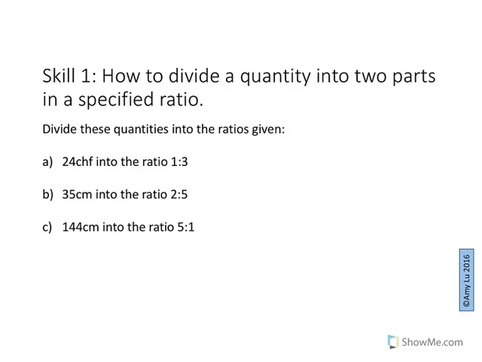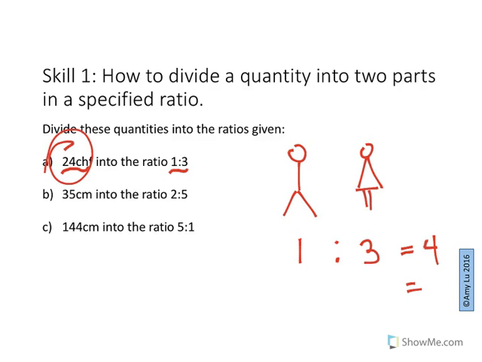So skill 1. In example A, we have 24 francs, and we want to divide it in a ratio of 1 to 3. Let's pretend that here's Jim, and he gets 1 part of that 24 francs. And here is Julie, who gets 3 parts. In reality, if they had 4 francs, because 1 plus 3 is 4, Jim would get 1 franc and Julie would get 3 francs. However, in reality, we have 24 francs.